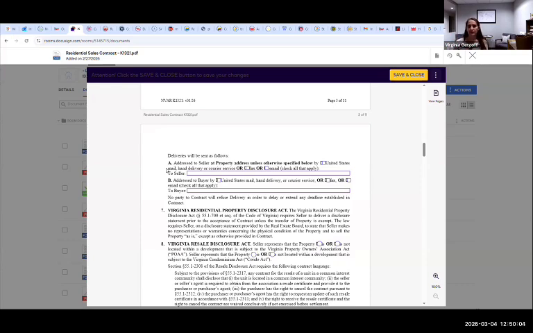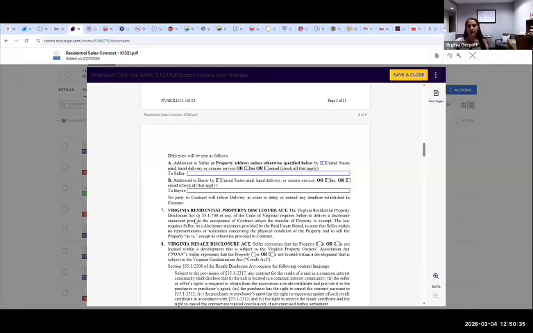Deliveries will be sent as follows. You have two options. A, address to seller at property address unless otherwise specified below by US mail, courier, fax, email to seller. And then if it's email, you put the seller's email in there. Address to buyer by the same ways. No party to contract will refuse delivery in order to delay or extend any deadlines established in the contract.